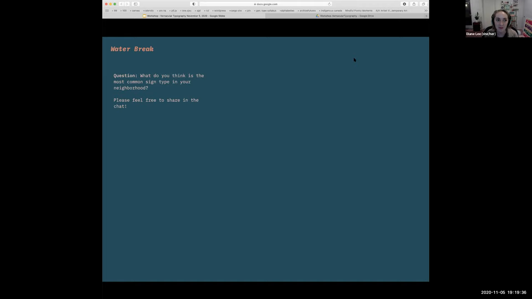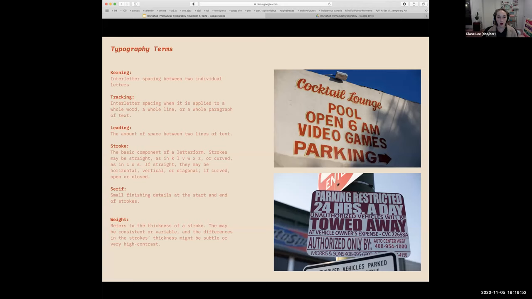Awesome, cool, thank you. Okay, so I'm just gonna keep going because I'm aware of the time slipping away. So I just wanted to talk through a few common typographic terms that would be really helpful for describing the signs that you might see in your neighborhood. So the first three terms that I would like to share with you relate to spacing.